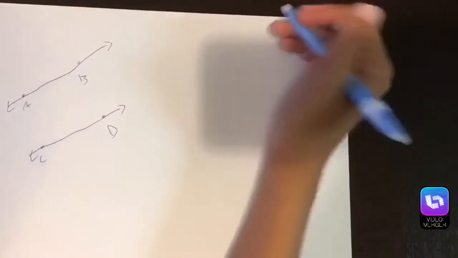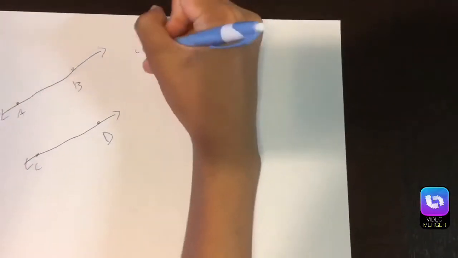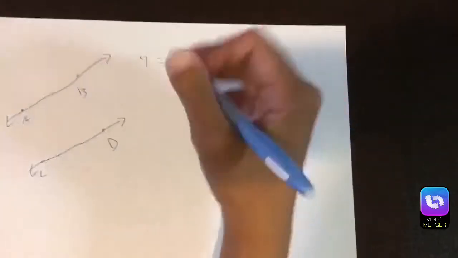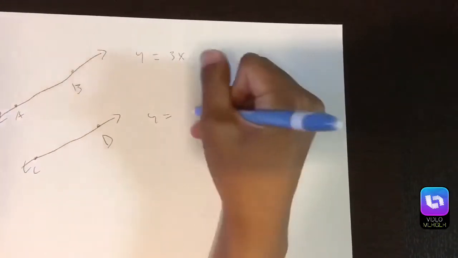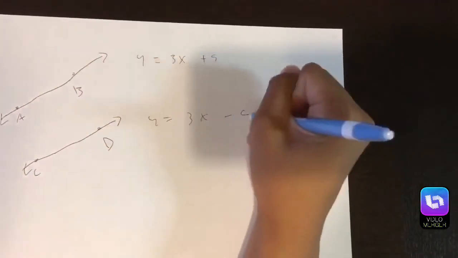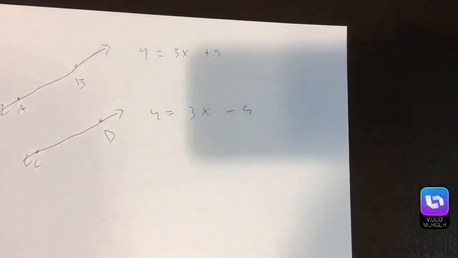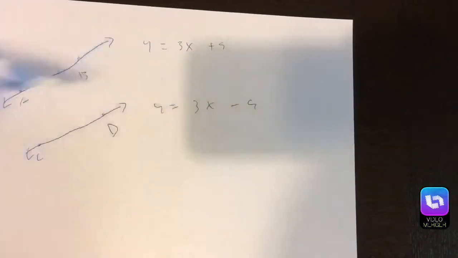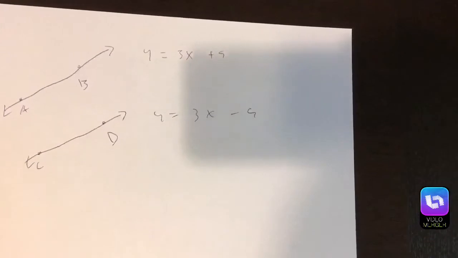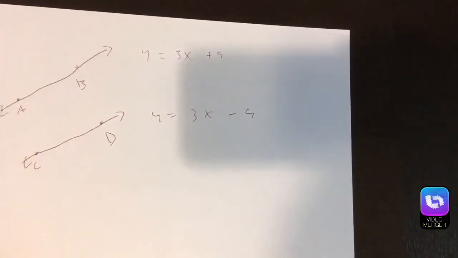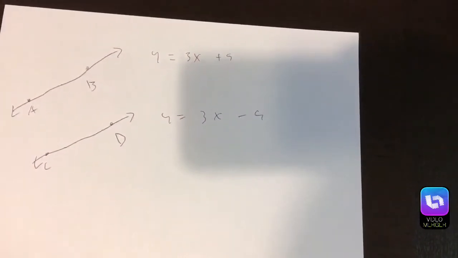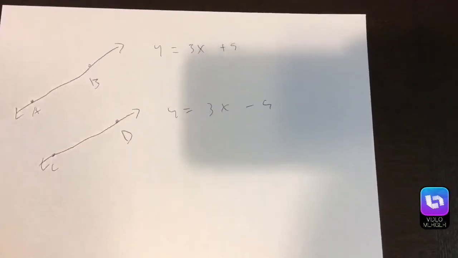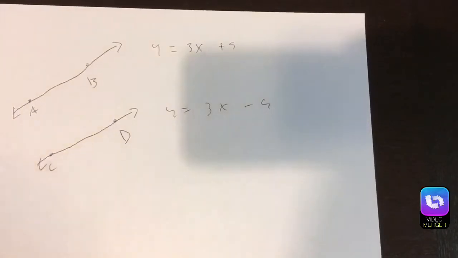So let's say line AB has the equation of y equals 3x plus 9, and line CD has the equation of y equals 3x minus 9. So if both of them have the same slope but have a different y-intercept, it means that they are parallel. And another way to know if they're parallel is if they are all in the same plane. So for this case, the plane would be the paper.